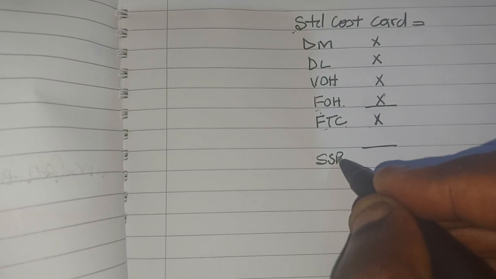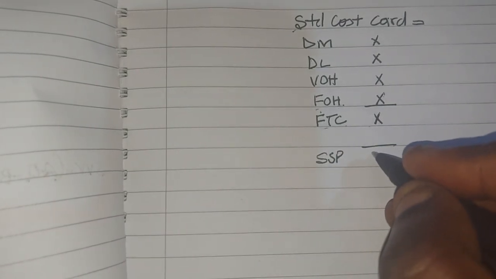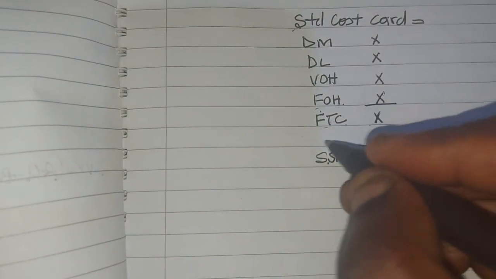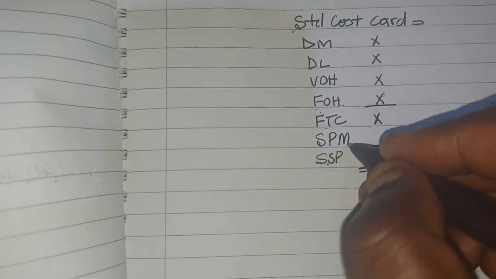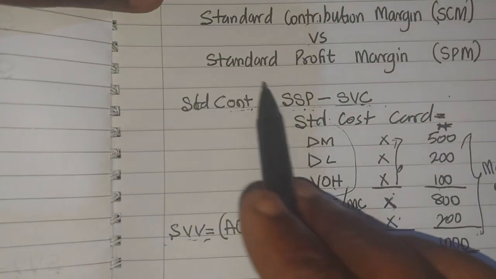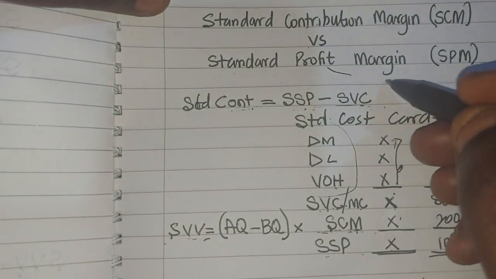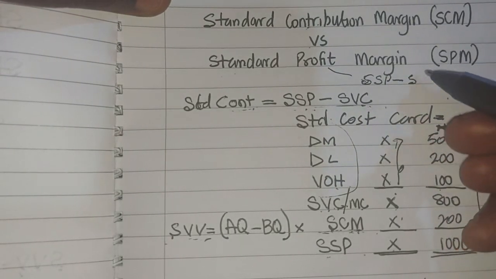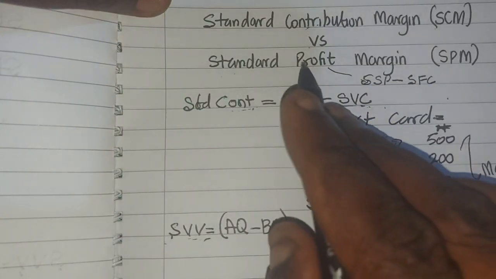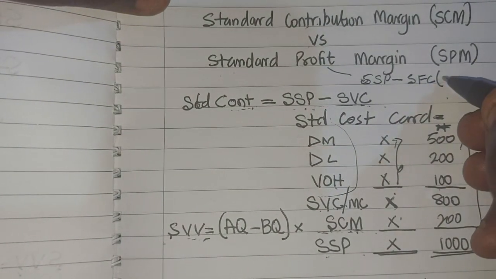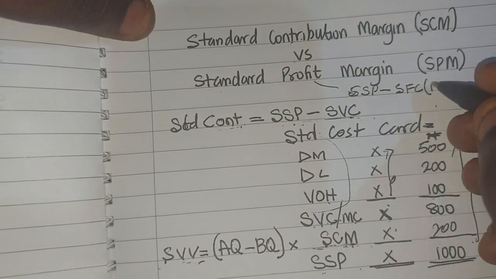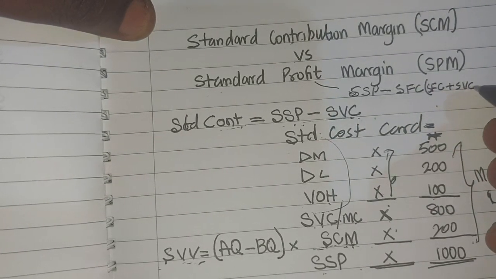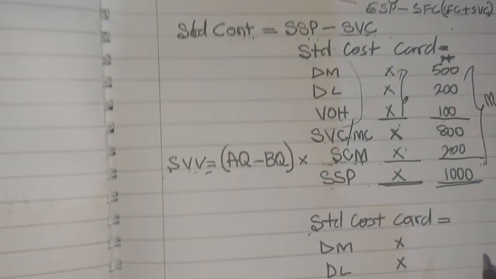Then supposing we are given our standard selling price. The difference between this and this is called standard profit margin. Don't forget, profit is nothing but standard selling price minus standard full cost. And this full cost is the addition of standard fixed cost plus standard variable cost. So students should not forget.